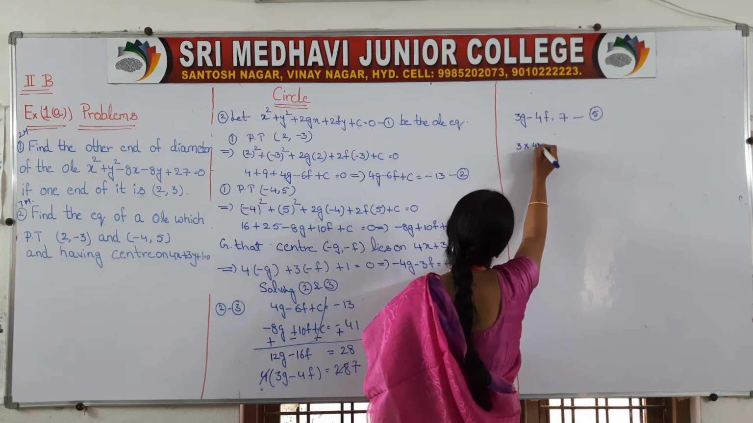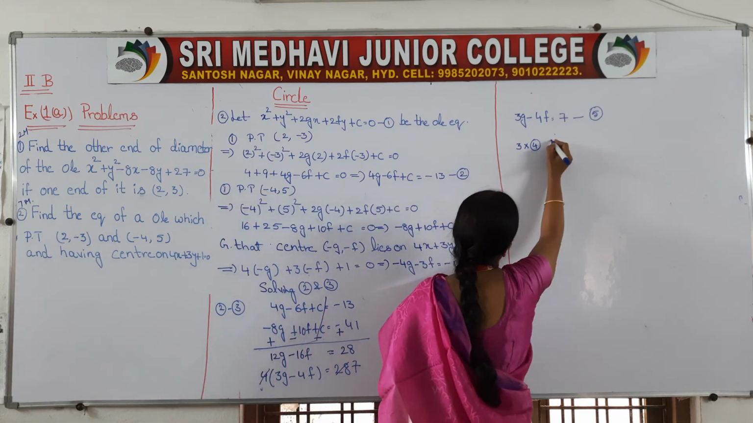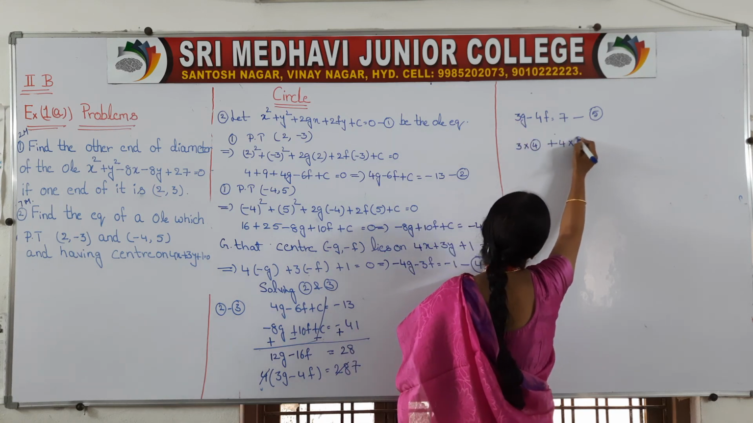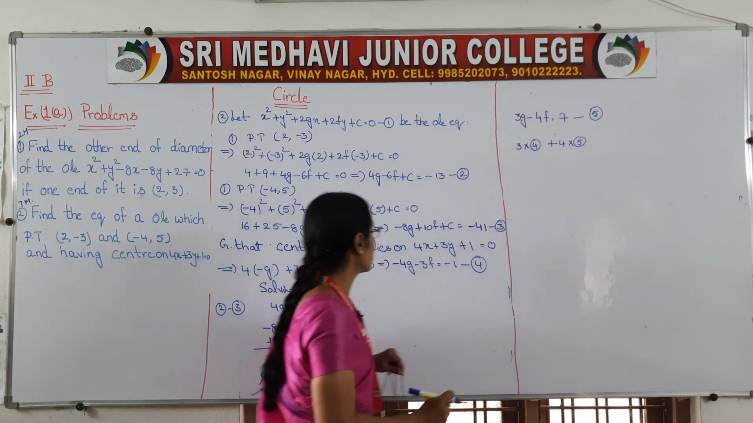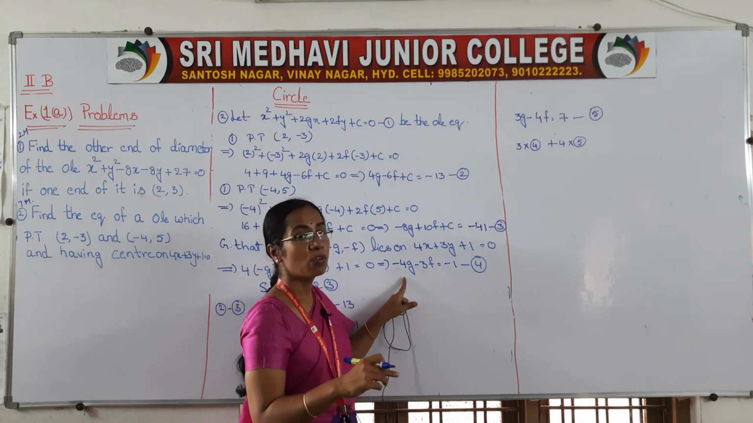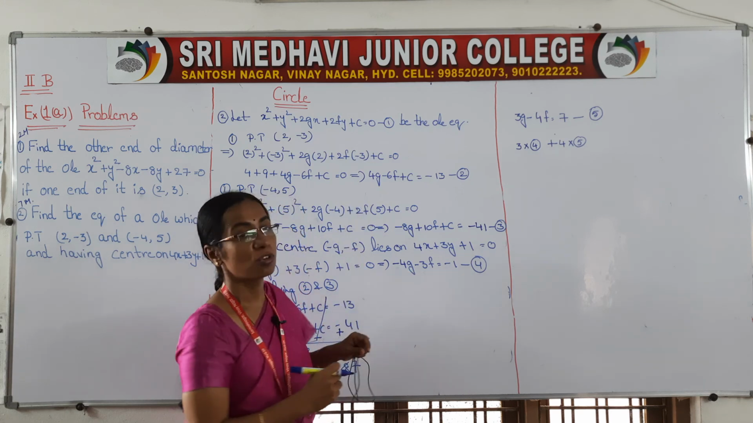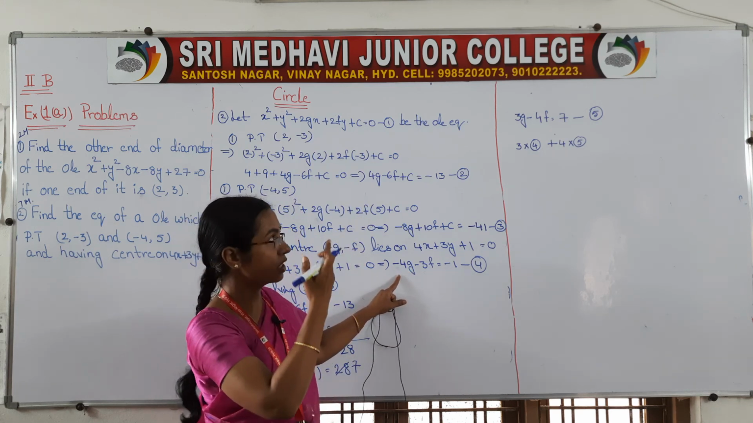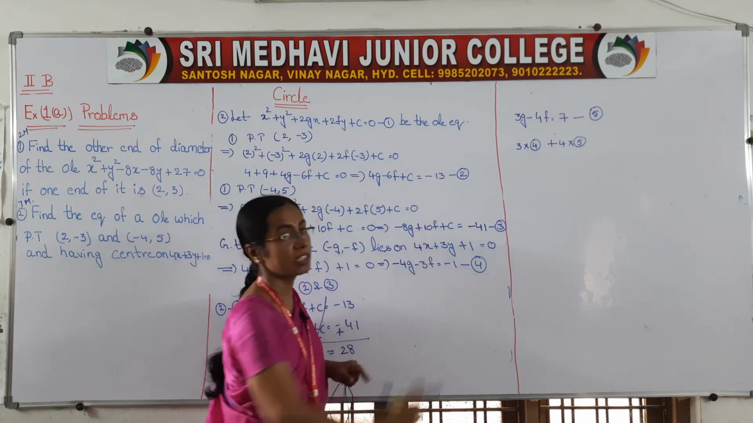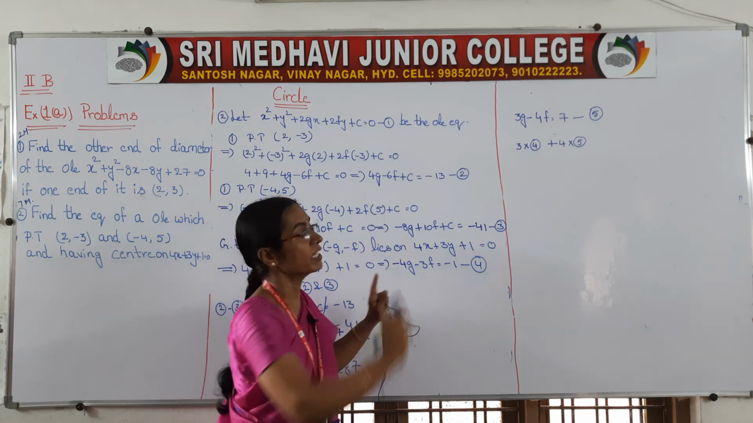3 into the fourth equation, and 4 into the fifth equation. 3 fours are 12, 4 threes are 12, so -12g plus 12g will get cancelled. Like that we have to solve the problem. Actually here 4g is there and there 4g is there, so -4g plus 4g would cancel. But here its coefficient is 4 and there its coefficient is 3. That's why we multiply this with 3 and that with 4, then we will get equal coefficients.